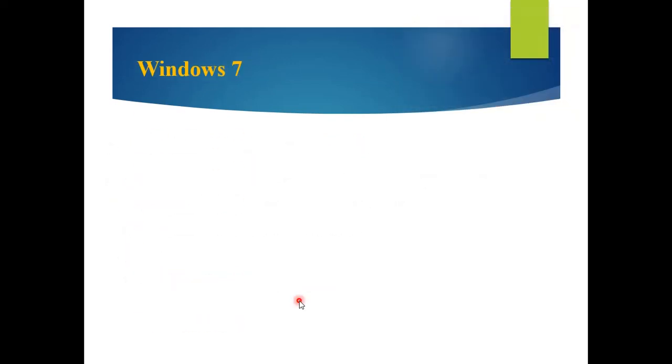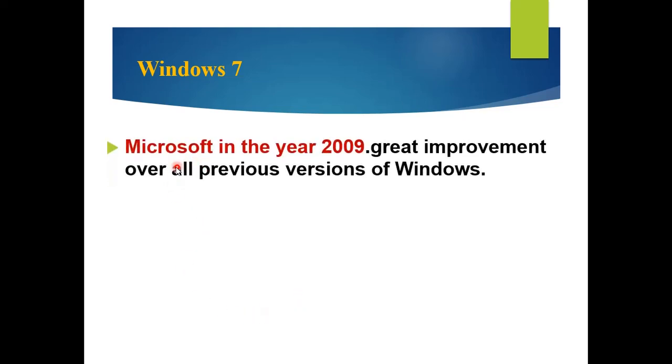Now next one is Windows 7. This is also an operating system released by Microsoft, in the year 2009. It has great improvement over all previous versions of Windows. The latest version of Windows is Windows 8. It's given in your reader, but nowadays there is Windows 10, Windows 13.